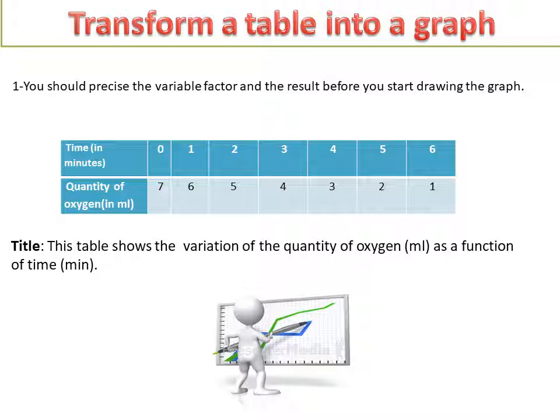This table shows the variation of the quantity of oxygen as a function of time. So the result obtained is the quantity of oxygen and the variable factor is the time.